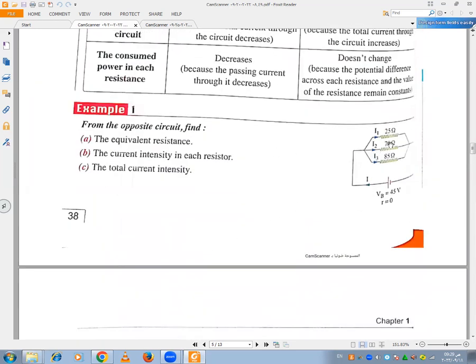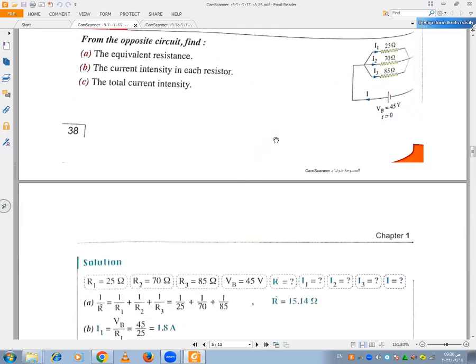We have three resistances. They are connected in parallel connection. The potential difference of the battery equals 45 volt, and the internal resistance equals 0. From the opposite circuit, find the equivalent resistance. They are connected in parallel, so we will use the law 1 over R equivalent equals 1 over R1, 1 over 25 plus 1 over 70 plus 1 over 85.